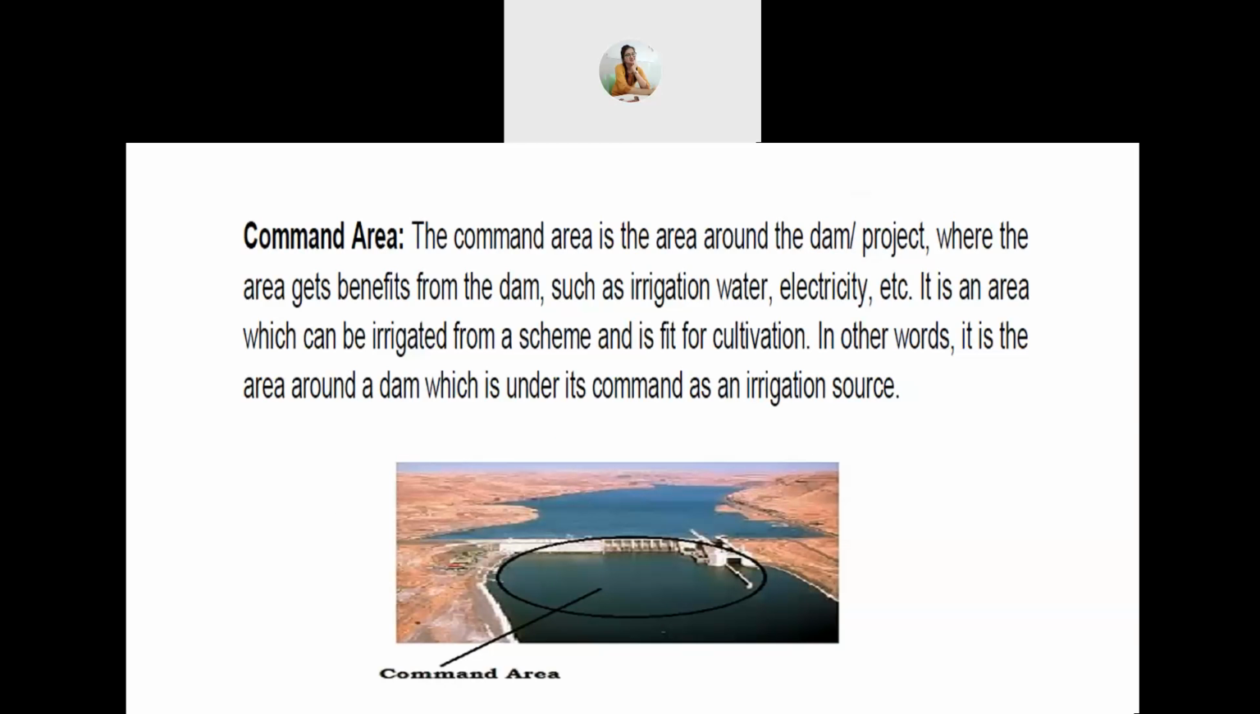Next is command area. So what is a command area? Command area is the area which is situated around the dam or around a project where the area gets benefits from the dam. What benefits will it get? Such as irrigation, water, electricity, etc. This is an area which can be irrigated from a scheme and it is fit for cultivation. In other words, it is the area around the dam which is under its command as irrigation source. So here I have shown a dam with a command area. You can see the figure, I have circled it up. You can see it.